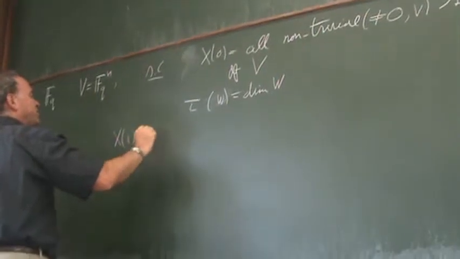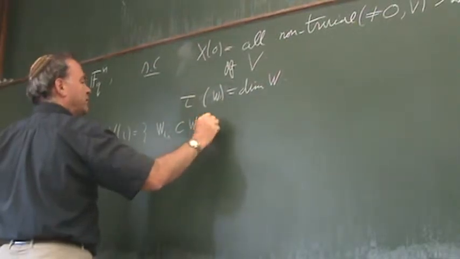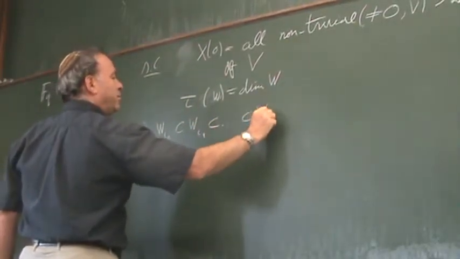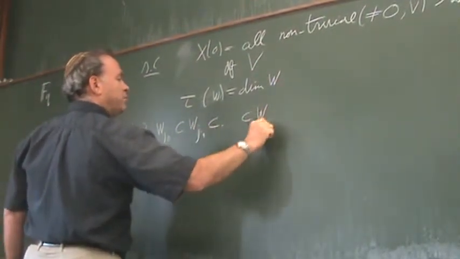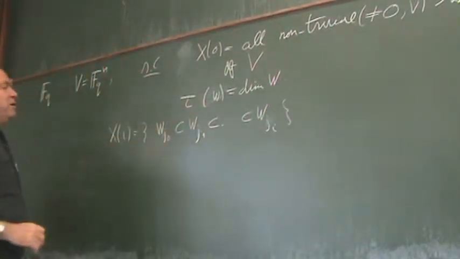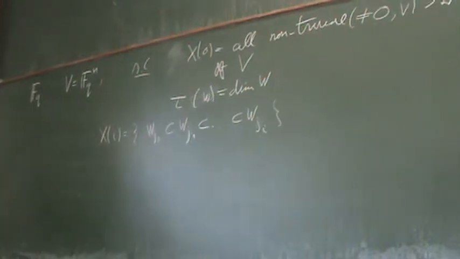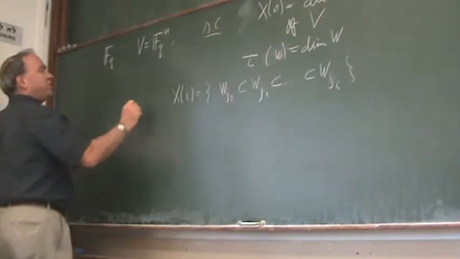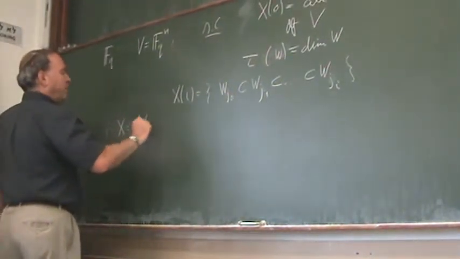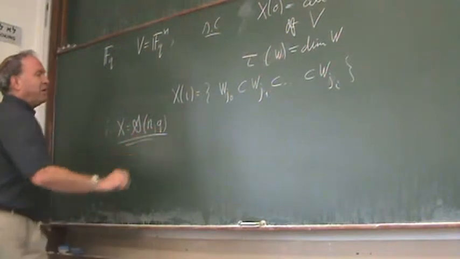Xi, the i simplices, is simply all the sets W_j0 inside W_j1 inside up to W_ji, right? Like a flag of i plus 1 subspaces is the set of i cells, and we started to calculate. We call this X, say it is the spherical building S_n(q). Okay, this is the flag.